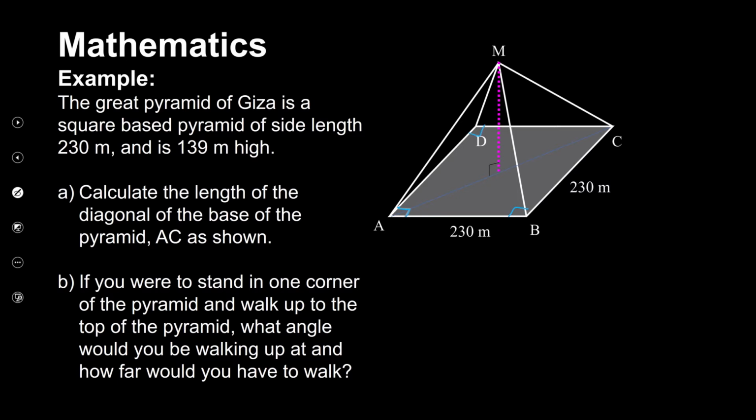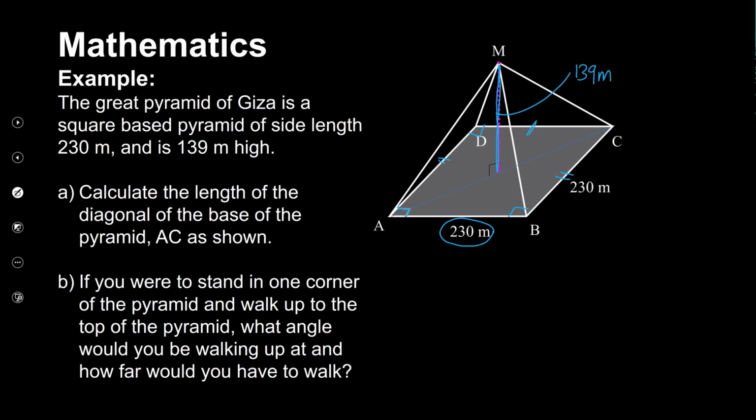Okay, and they've given us that the sides are 230 meters, and that applies to all sides because it's a square-based pyramid. So all four sides will be equal. And they've given us one additional piece of information. They've given us the height. And the height is this line here. And they've given us the height to be 139 meters.